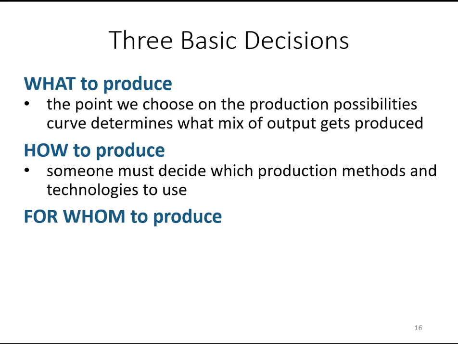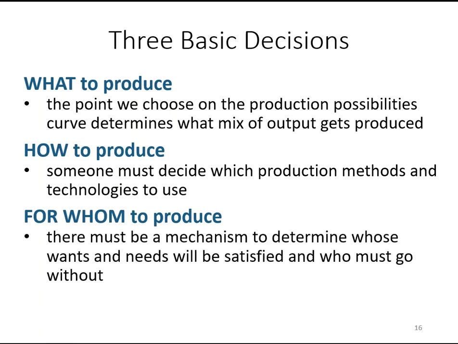The third question is for whom to produce. After we've decided what to produce and how, we must address a third basic question, that is, for whom. Who is going to get the output produced? Should everyone get an equal share? Obviously at this point we'll say yes, everyone should get an equal share. In later chapters, we will look in more detail at how we distribute our final outputs.